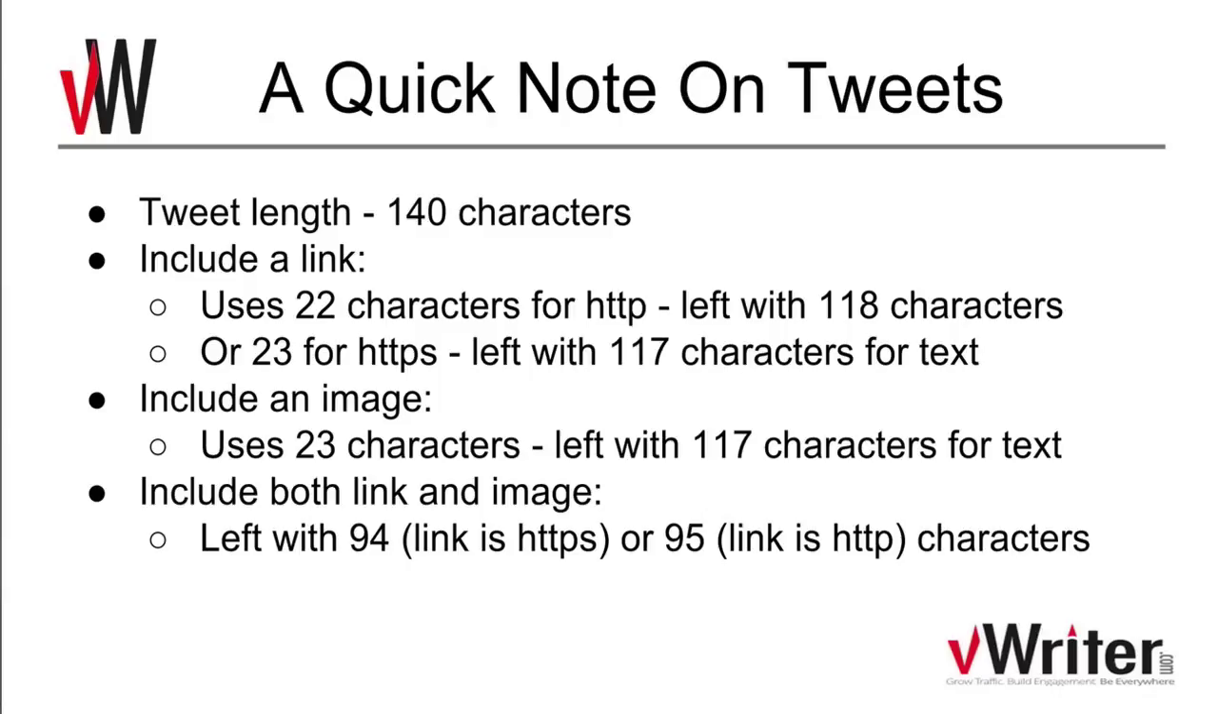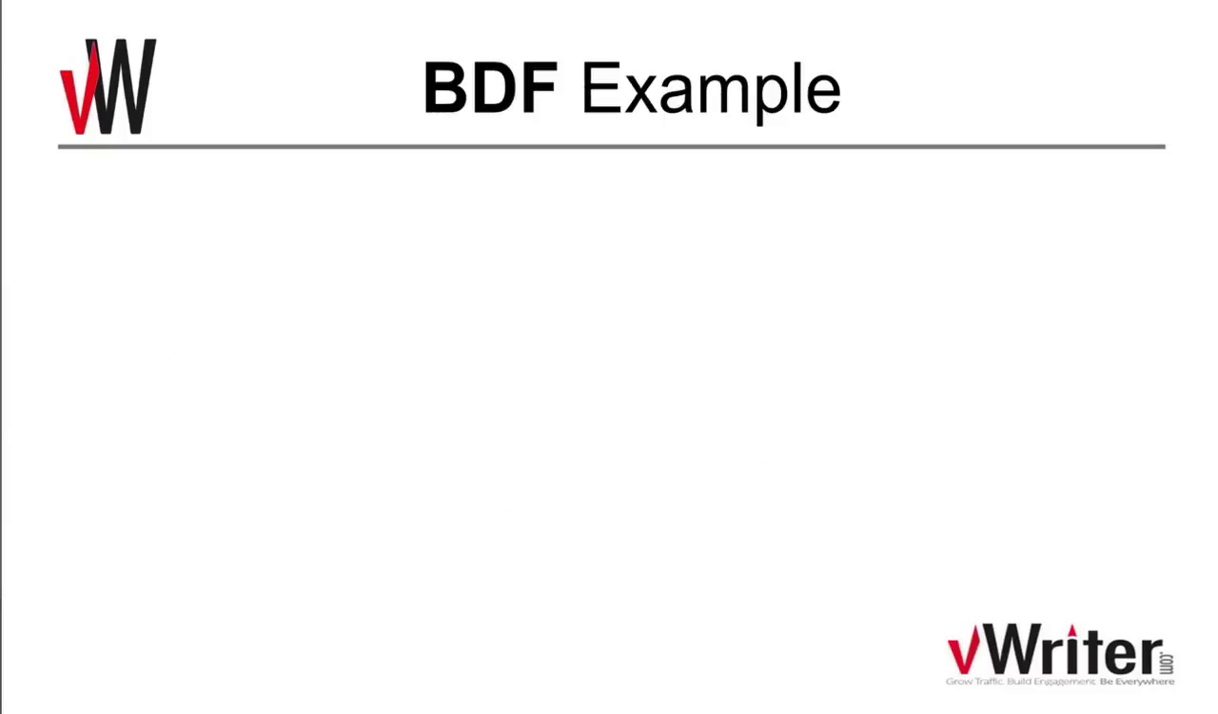What Twitter does is reduce the number of characters available to you again to 117 characters available for text. If you include both a link and image, obviously those two are added together, so you'll have even fewer characters. So just bear that in mind as you're putting data together for this, if you're intending on publishing to Twitter with it. So for a link and image, if it's HTTPS or a secure link, it'll be 94 or 95 for HTTP.